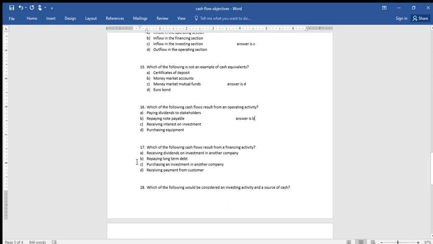Then 17, which of the following cash flows result from a financing activity? A. Receiving dividends on investment in another company. Repaying long-term debt. Purchasing an investment in another company. Receiving payment from a customer. I think it's repaying long-term debt. My answer is B.